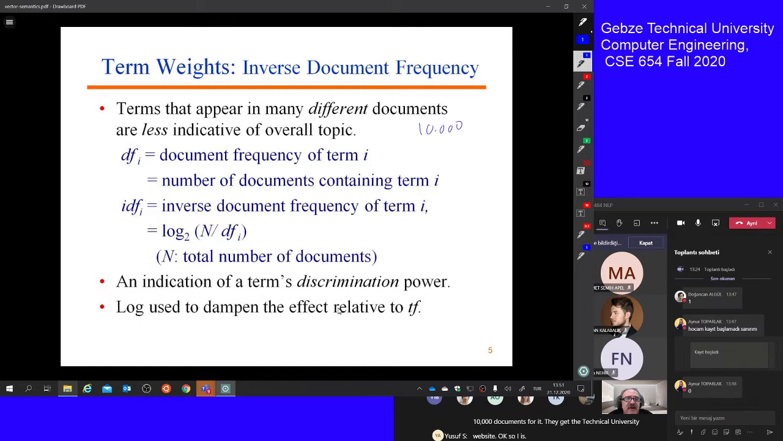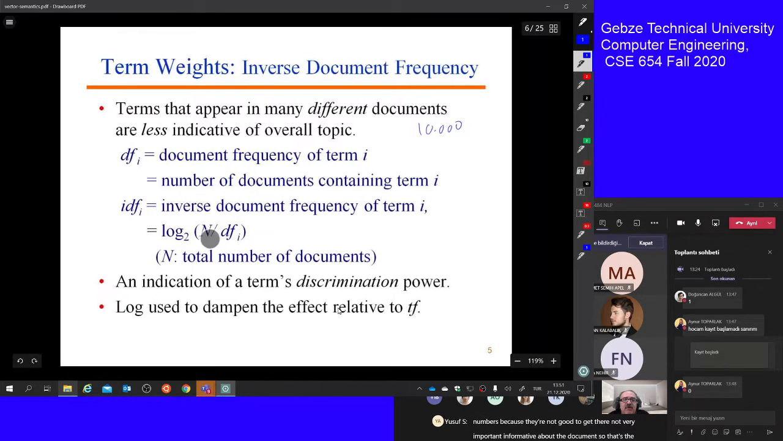What is DFI for student? It is 10,000, because I see the term student in almost all the documents of the Gebze Technical University websites, internet pages. So the DFI number for student is very large, and we don't like large numbers because they are not very informative about the document. So that's the document frequency.